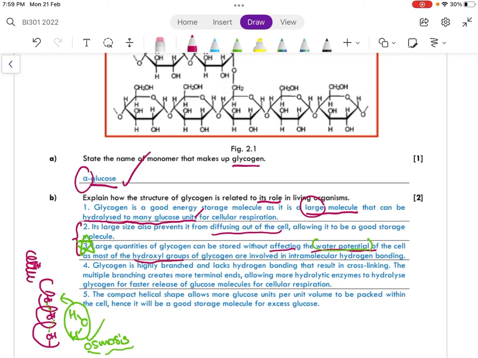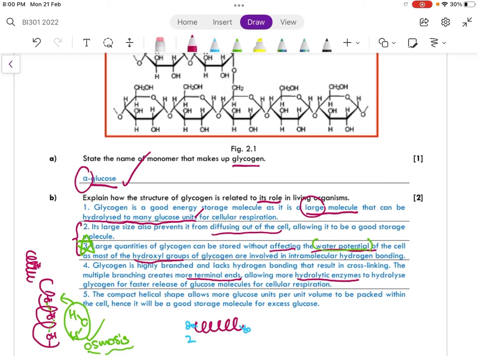Point number 4, glycogen is highly branched and it lacks hydrogen bonding that results in cross-linking. Okay, the multiple branching creates more terminal ends. Okay, what this means is this. As mentioned, the enzymes used to digest glycogen, amylose, amylopectin, they can only digest from the terminal ends. Terminal ends means this. So let's say I have an amylose over here. The enzymes can only kind of digest them from the ends. So here I have two ends that they can digest from. So they can snip over here and they can digest from over here. Alright, so here, amylose over here, I only have two terminal ends.